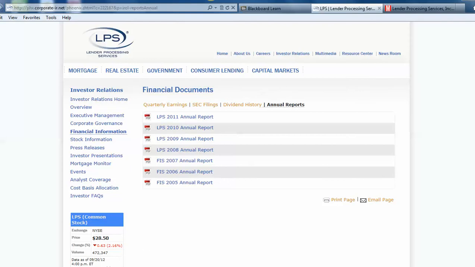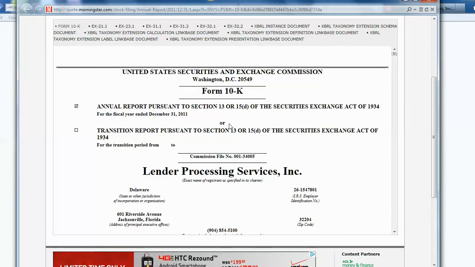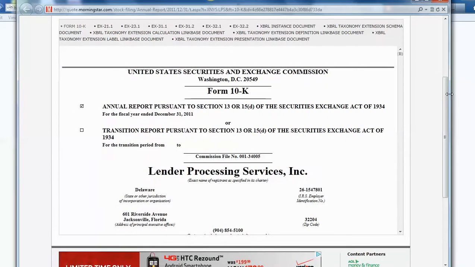So I went ahead and have one sitting here, so you don't have to wait for it to load. So this is what a 10K looks like. It's quite daunting. It's just black and white verbiage. So we need to scroll down to item 8.